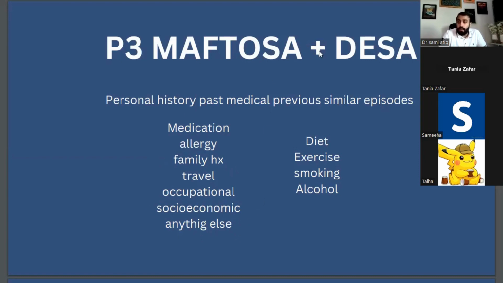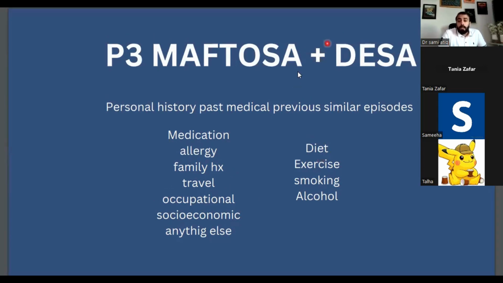This is the PMFTOSA, and this is the DESA. DESA stands for diet, exercise, smoking, and alcohol. So this makes the major chunk of your history. This mnemonic will help you remember these things in a better way.